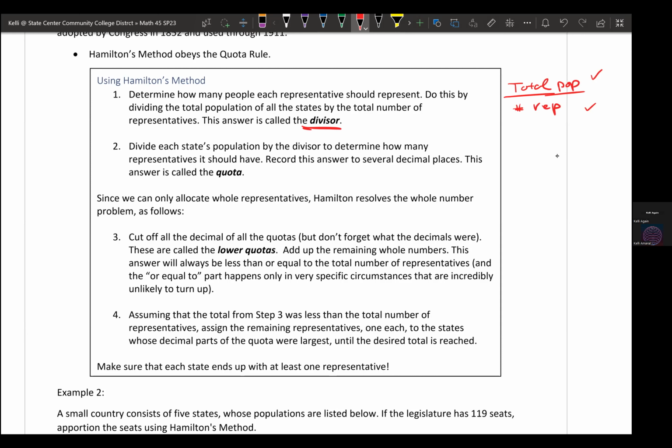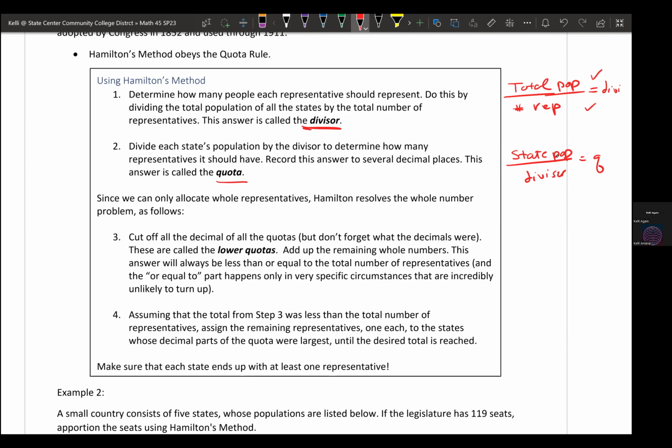Then you go to each state, and you take a particular state's population and you divide it by the divisor. And that will tell you how many representatives that state should have, at least in a very raw form. This will certainly be a decimal. And that number is called the quota. So you take your state population and you divide it by your divisor, and that is the quota.